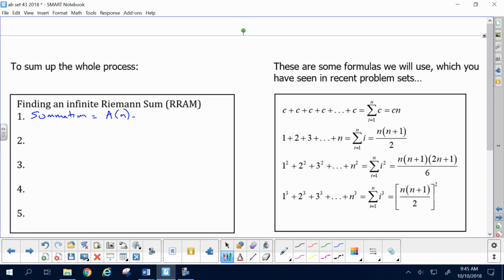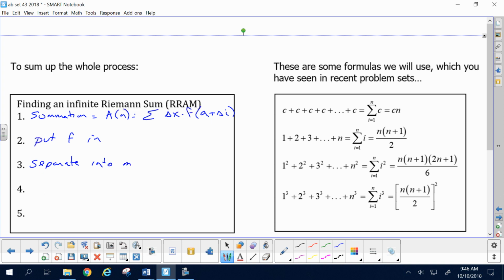A sub n is many delta x's times f at the starting point plus some number of delta x's over. And you know how to find delta x, yes? Okay. Then the next thing we did was we put in the function for that specific problem. Obviously the function will be different each problem. One time it's a parabola, one time it's a line. That changes it. Okay?